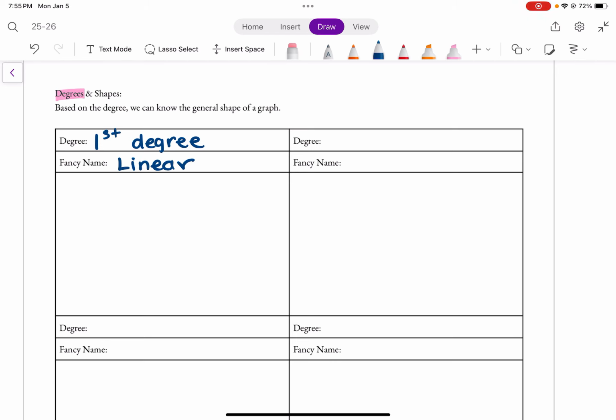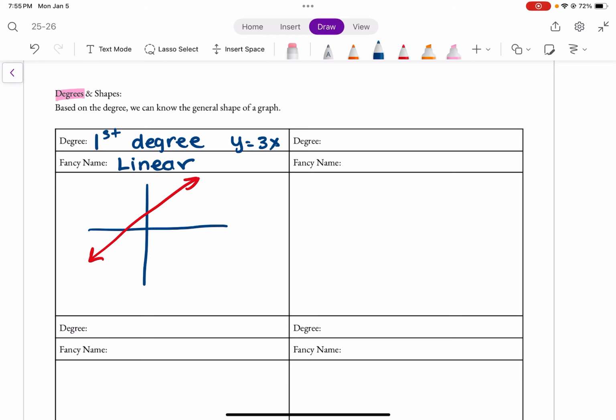So, for example, it could be like y equals 3x, right? That has a degree of 1. So anything that has a degree of 1 is always going to have the shape of a straight line, okay? So that's always going to be the shape of something that has a degree of 1, okay?